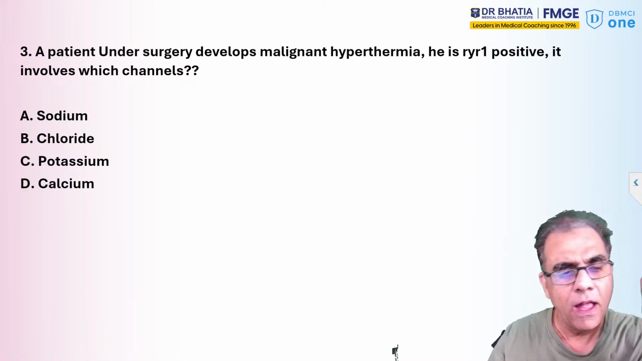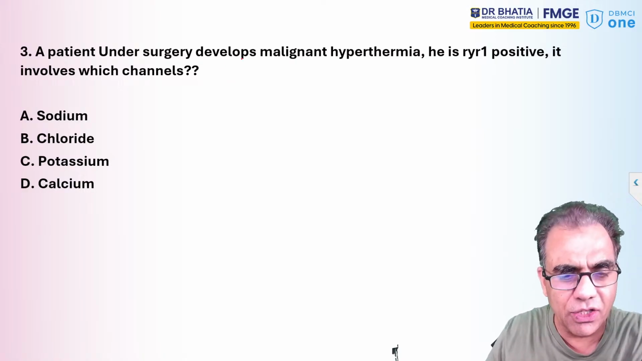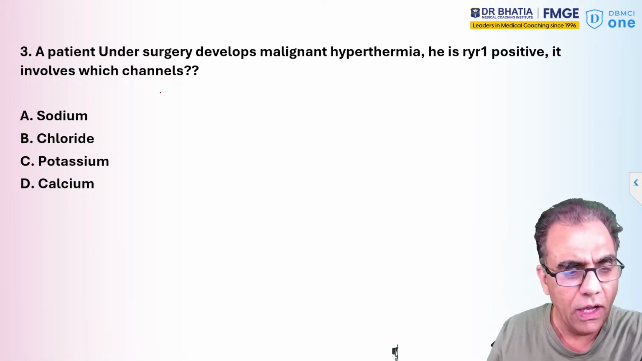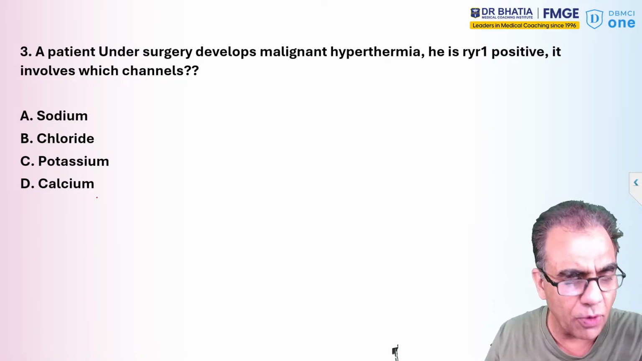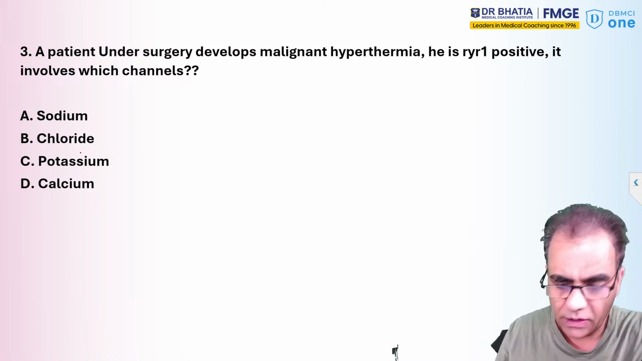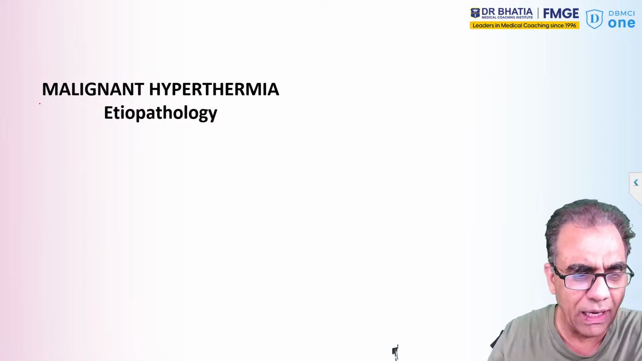Question number 3. A patient under surgery develops malignant hyperthermia. He is RYR1 positive. It involves which channel? Sodium, calcium, potassium, and calcium. Okay, let's discuss malignant hyperthermia.